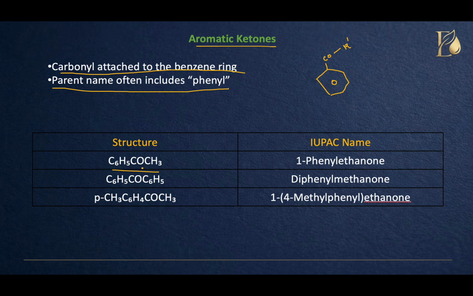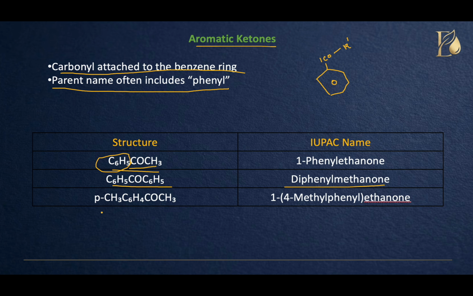Now we can look at this example, C6H5COCH3. This is phenyl, the parent chain is phenyl. Then what is left? This is ethanone, right? And we have to mention the position also. This is the first position, so 1-phenyl ethanone. Now look at this, C6H5COC6H5. If there are two benzene rings attached, then this is diphenyl methanone.